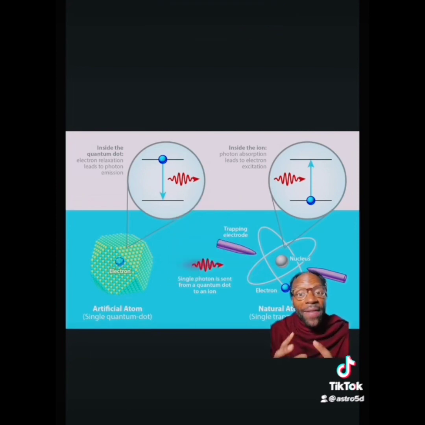Okay, so inside of an ion, light absorption leads to electron excitation. In the middle of the quantum dot is an electron. In the middle of a natural atom is the nucleus. Now, a single photon is sent from a quantum dot to an ion. Now we get more into the simulation. But I digress, we're gonna stick with the firmament for now.